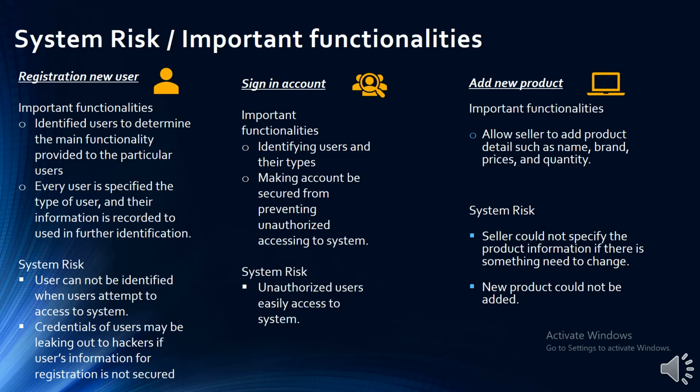For the sign-in account, the important functionality is identifying users and their types, making the account secure by preventing unauthorized access to the system. The system risk is that unauthorized users can easily access the system. And the third one is add new product. The important functionality is to allow the seller to add product details such as name, brand, price, and quantity. The system risk is that the seller could not specify the product information if something needs to change, and a new product could not be added.